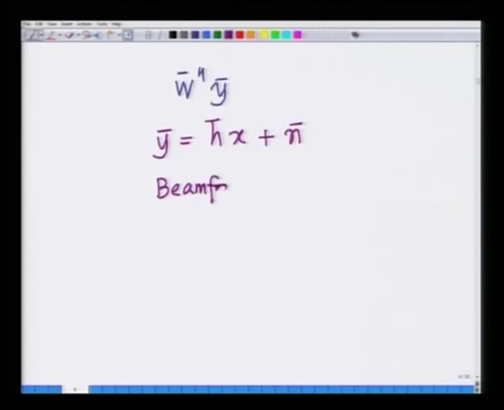So, now I am doing beam forming, which means my received signal is W bar Hermitian Y bar. Now, we already know that Y bar equals H bar X plus N bar. Now, I will substitute this expression for Y bar here, hence my beam former output is nothing but W bar Hermitian into Y bar, and Y bar is H bar X plus N bar.